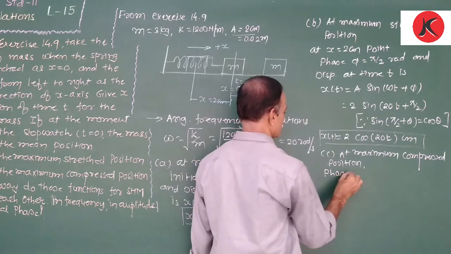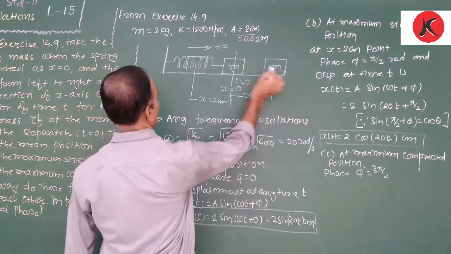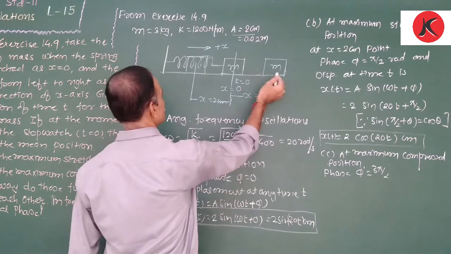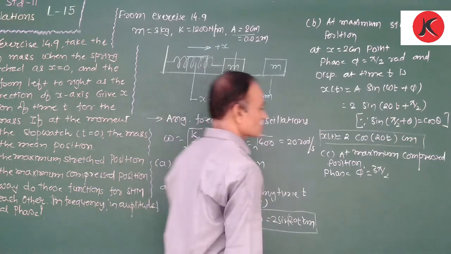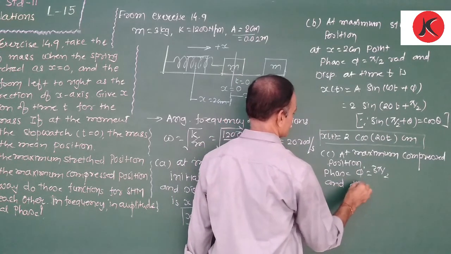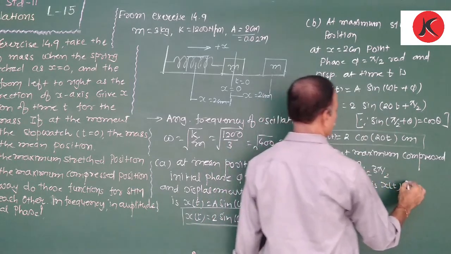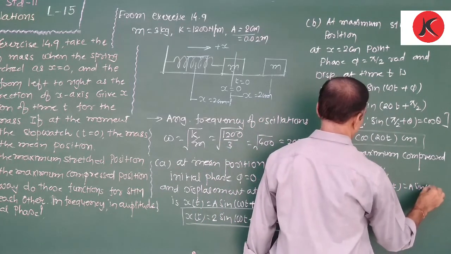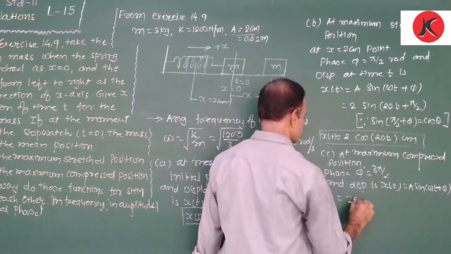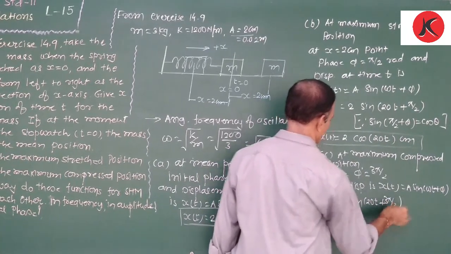phase phi is equal to 3 pi by 2, because there is pi by 2, again pi by 2, again pi by 2. So 1 time, 2 times and 3 times. So 3 pi by 2 phase. And displacement is x(t) is equal to a sin(omega t plus phi). Substitute the value: 2 sin(20t plus 3 pi by 2).